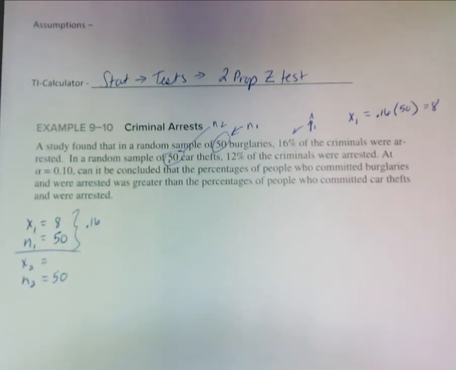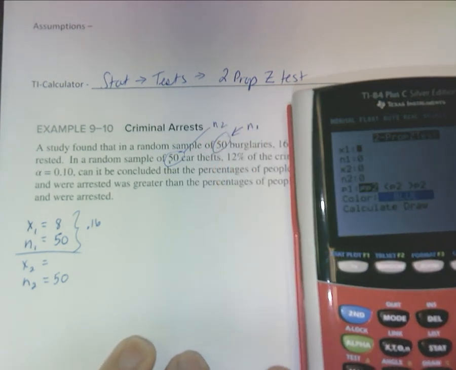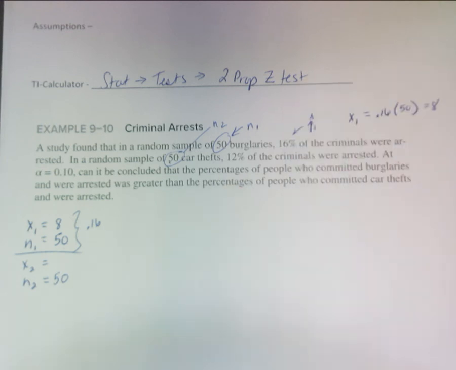So in your calculator, you're not going to put the percent. There's nowhere for percent. Look, there's nowhere here. Actually, there's a glare there. Here we go, there's nowhere. You need to put an X and an N. Don't put 0.16. Be careful.